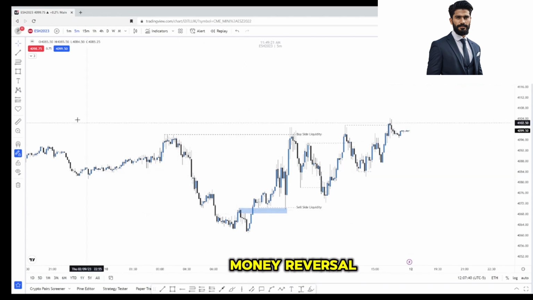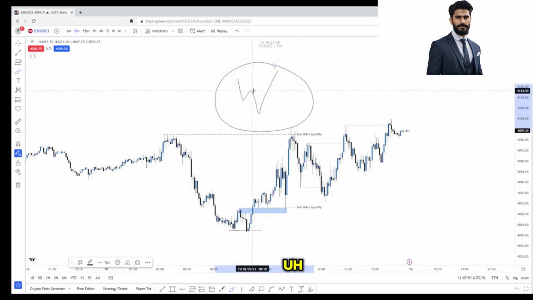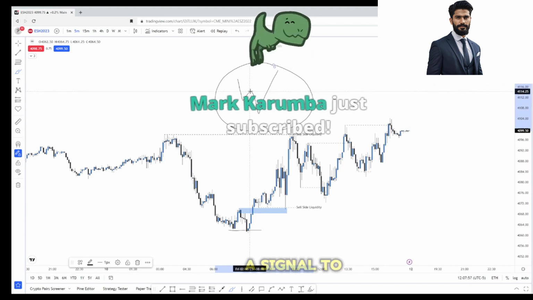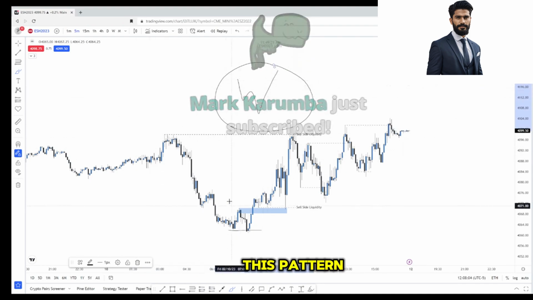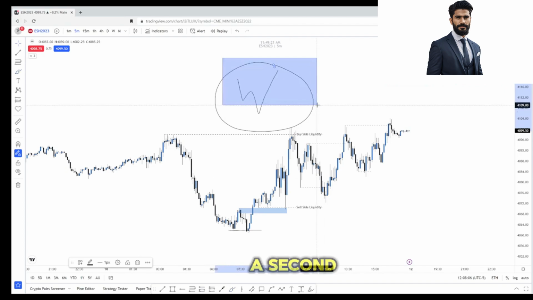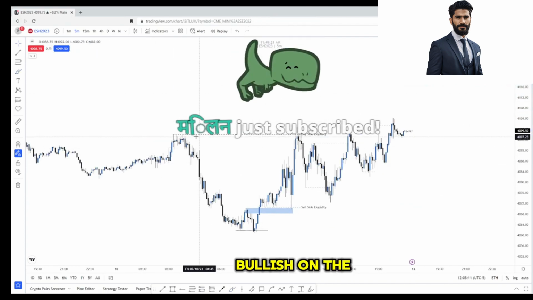Our smart money reversal is whenever we get that displacement break of structure that we were talking about after taking liquidity. When you see the market make this move, the classic smart money concepts entry model, it doesn't always have to be used as an entry model. It can be used just as a signal to switch bias, so to speak. So, once we have this pattern, and I'll let you know what it is in a second, we have a reason to be bullish on the lower time frames.